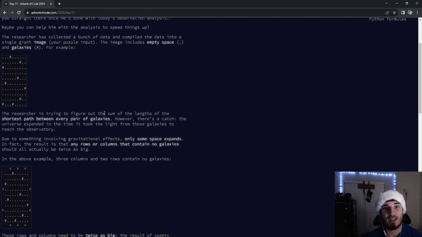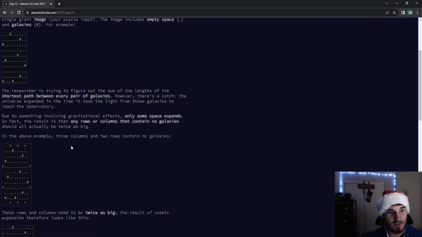Researchers collected a bunch of data and compiled it into a single giant image, your puzzle input. The image includes empty space and galaxies. Researchers are trying to figure out the sum of the lengths of the shortest path between each pair of galaxies. However, there's a catch. The universe expanded in the time it took for the light from the galaxies to reach the observatory, due to something involving gravitational effects. Only some space expands. In fact, the result is that any rows or columns that contain no galaxies should actually be twice as big.